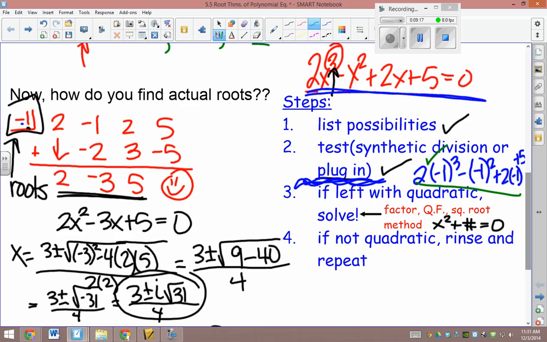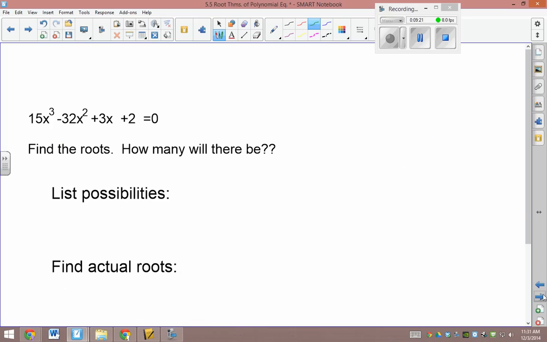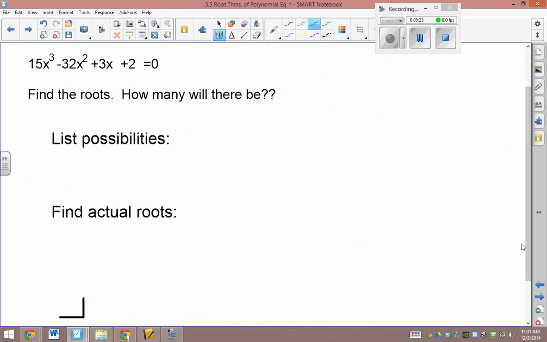All right, that's a lot to remember. So we're going to do one more just so you guys can see another example. I have another cubic function. Instructions are to find the roots. How many will there be? Well, we're starting with a cubic, so there's going to be 3 total roots at the end, and that's something good to keep in mind.